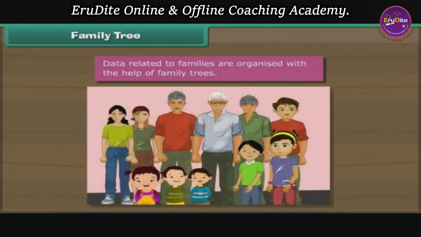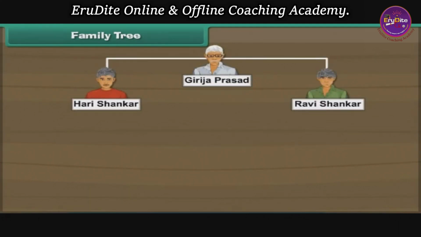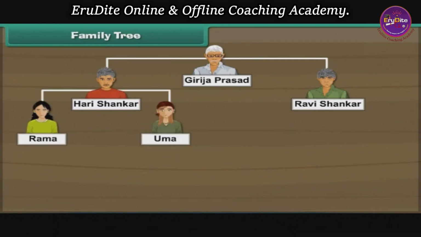Family tree. Data related to families are organized with the help of family trees. Ravi lives in a joint family. Let us represent his family with the help of a family tree. The eldest member in the family is Ravi's great-grandfather, Girija Prasad. He has 2 sons, Hari Shankar and Ravi Shankar. Hari Shankar has 2 daughters, Rama and Uma. Ravi Shankar has 1 son, Anil.